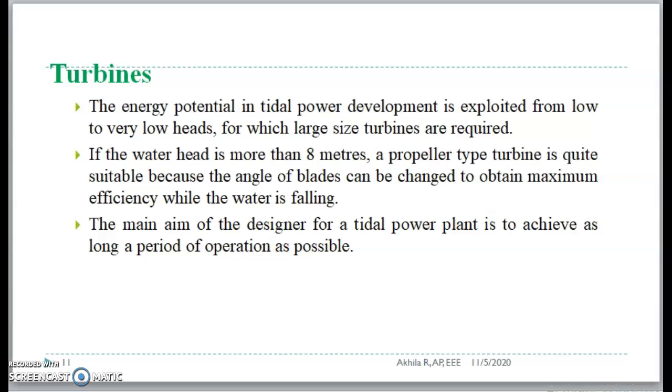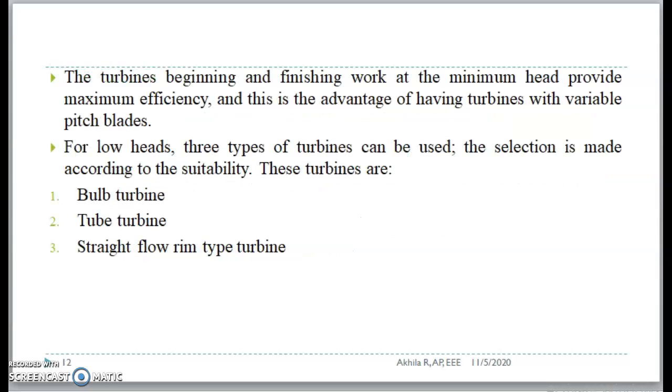And the last component is the turbines. The energy potential in a tidal power plant is exploited from low to very low heads, for which large-sized turbines are required. If the water head is more than 8 meters, a propeller-type turbine is suitable because the angle of blades can be changed to obtain maximum efficiency while the water is falling. The main aim of the designer of a TPP will be to achieve as long a period of operation as possible. Turbines beginning and finishing work at the minimum head provide maximum efficiency, and this is the advantage of having turbines with variable pitch blades.